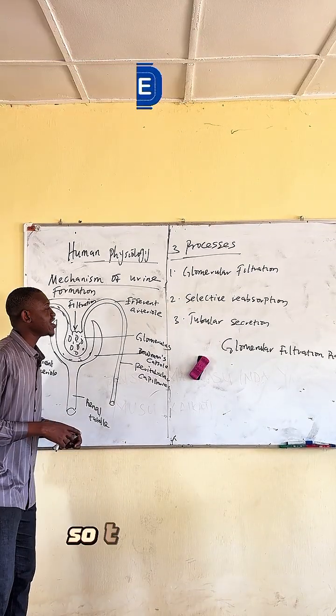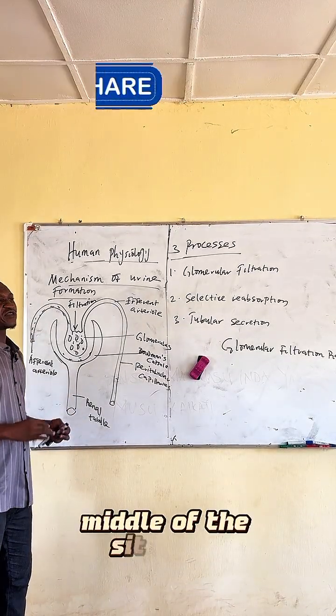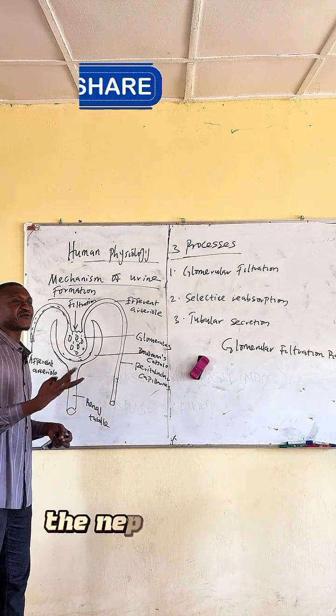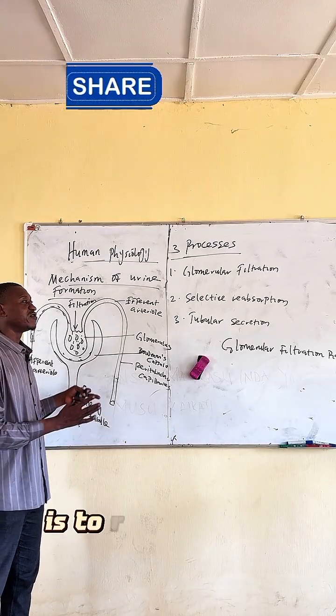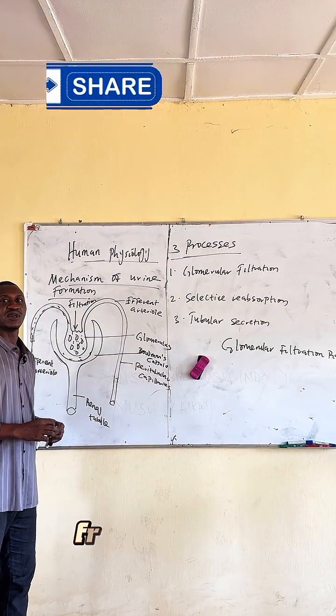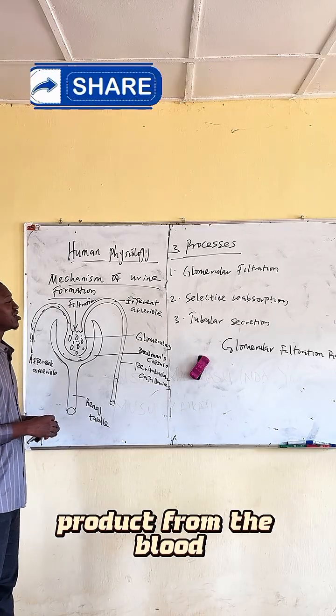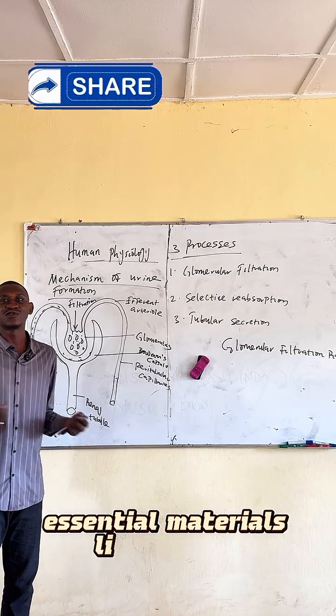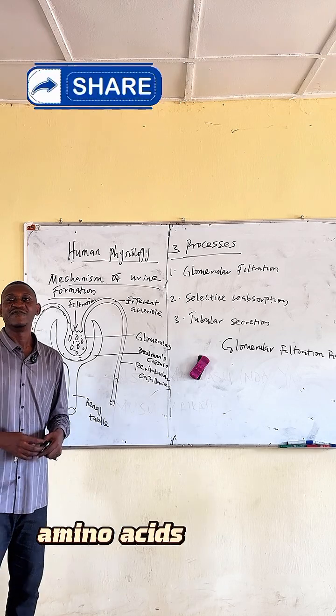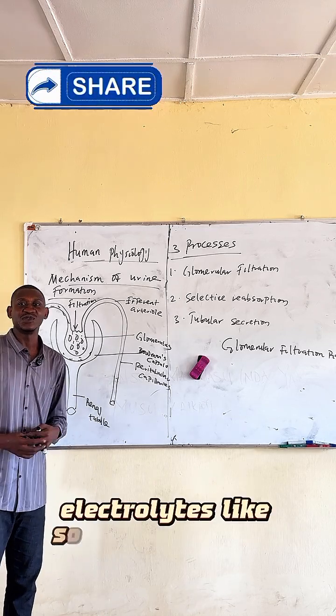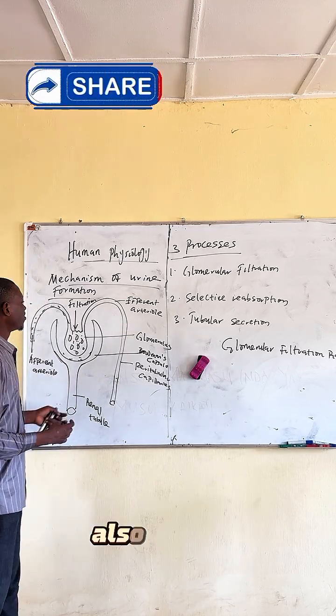So in glomerular filtration, what the nephron of the kidney does is to remove waste products from the blood. But while removing the waste products from the blood, essential materials like glucose, amino acids, vitamins, and electrolytes like sodium and potassium are also filtered.